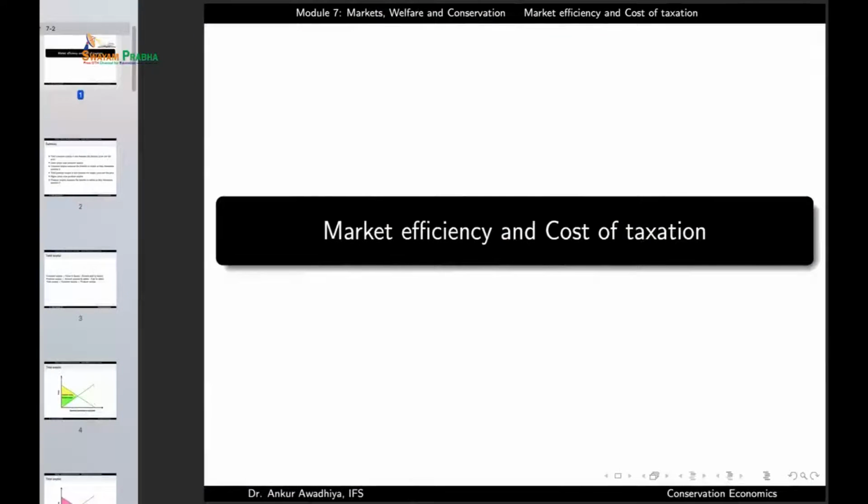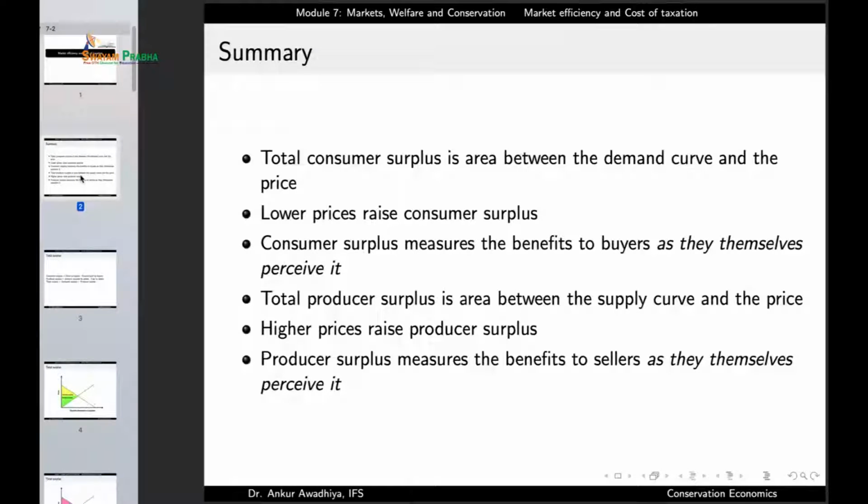Namaste. We carry forward our discussion on markets, welfare, and conservation. And in this lecture, we'll have a look at market efficiency and the cost of taxation. So let us begin by summarizing what we had seen in the previous lecture.